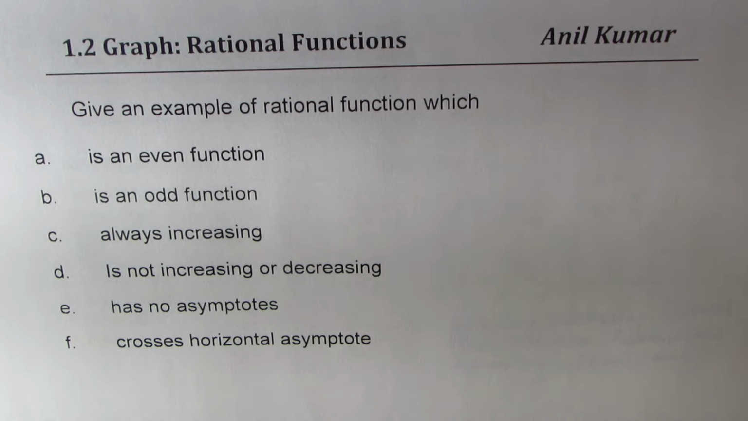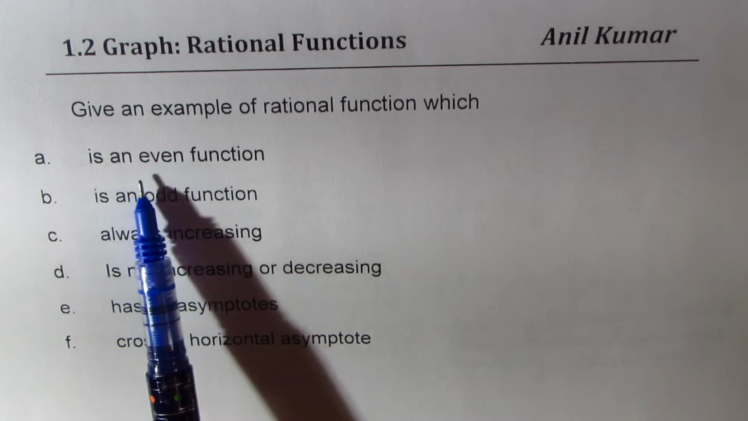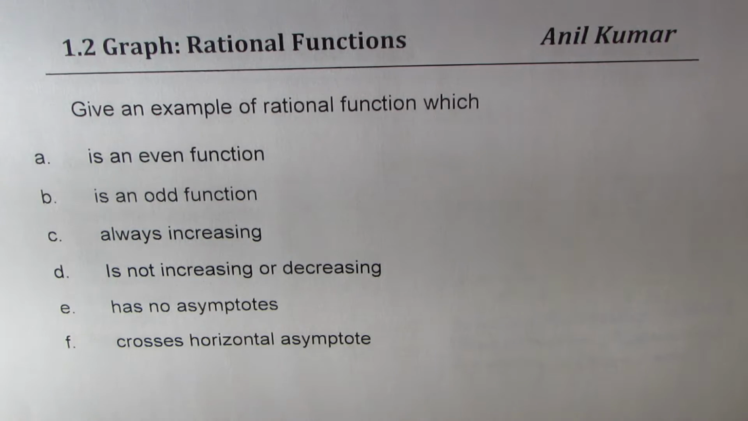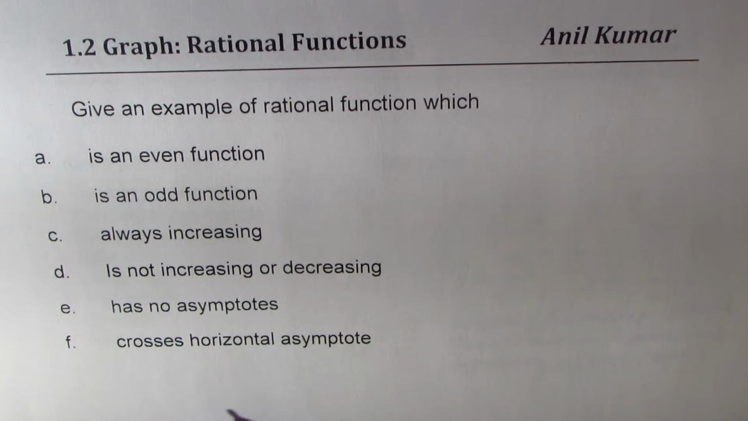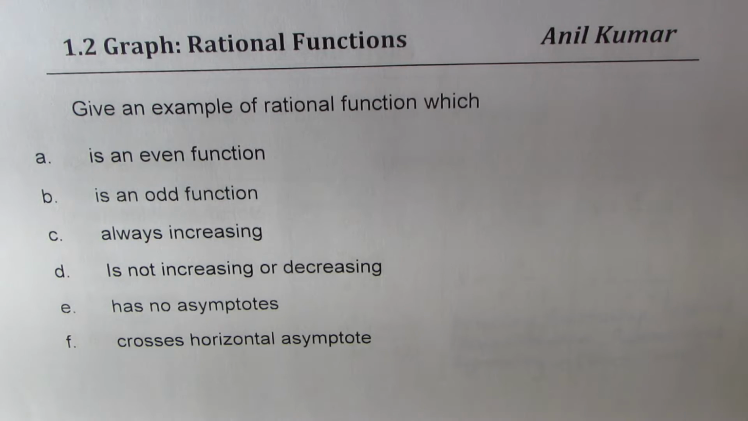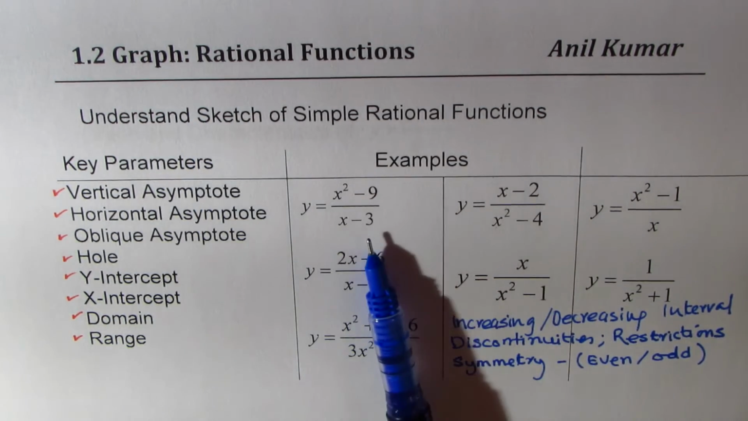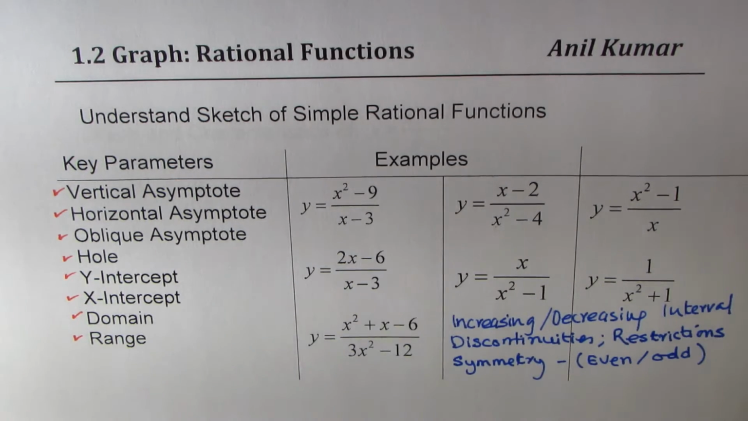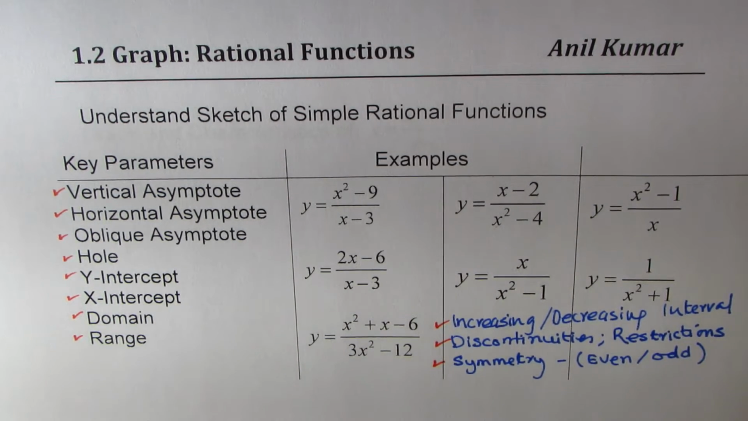Once we are done with this video, you should be in a position to figure out which of these graphs is an even function, which of them is an odd function, which is always increasing, which of these functions is not increasing nor decreasing, has no asymptotes, or do we have any rational function which crosses a horizontal asymptote, right? So that will give you more information from what we talk about. So that is the kind of strategy with which you could watch this video, right? The key idea here is to just sketch the graph. But while we are sketching the graph, I would like you to also look into these aspects. Okay, so I hope that makes sense.